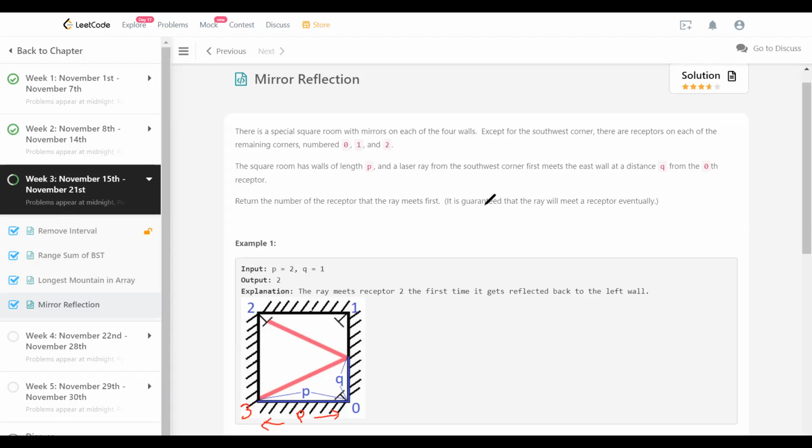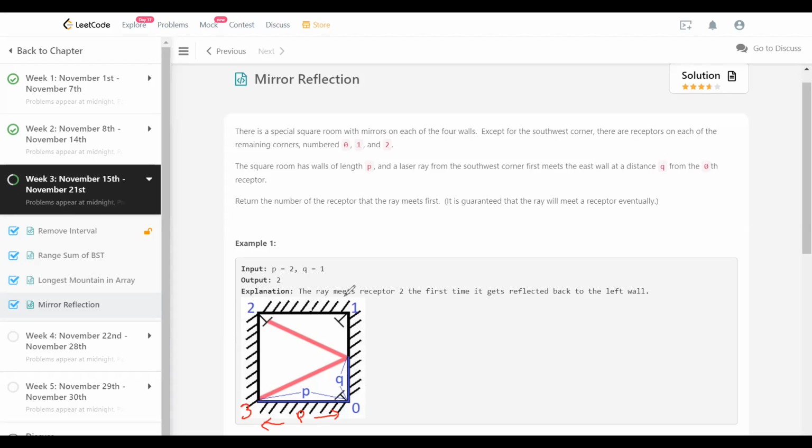The problem guarantees that it is going to intercept one of these corners, 0, 1, or 2, at some point. So we need to find out the first of these corners which is going to be intercepted by this light. They say that it is not going to intercept corner 3 again. It is going to be one of these three. So we need to figure out which one that is.